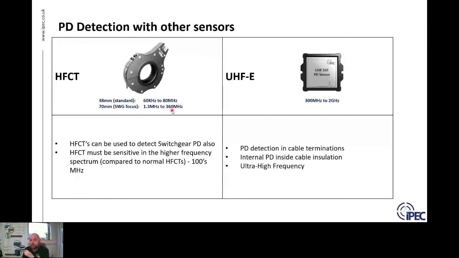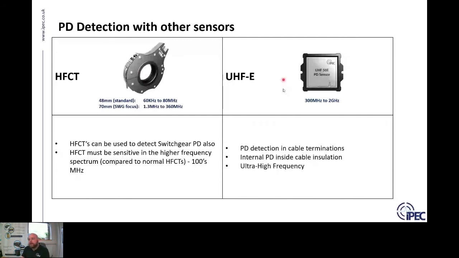Although, like I said, we do need to consider that even 360 megahertz is on the lower end of the UHF sensors. So for sure, for cable terminations on GIS, EHV GIS, it's best to use the UHF sensors. But HFCT systems can be used to detect PD on switchgear as well. In fact, IPEC's monitoring system and IPEC's test equipment use this functionality, and HFCTs will also plot and track PD in switchgear.